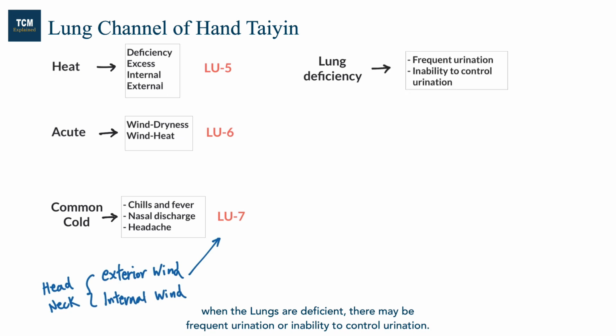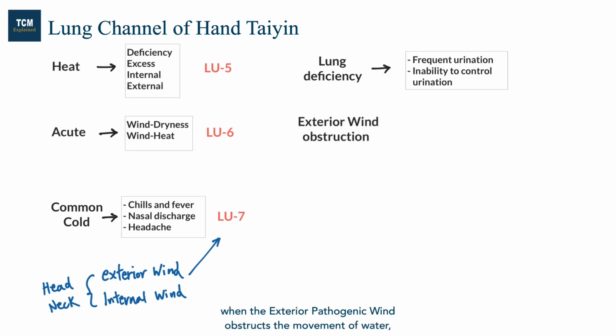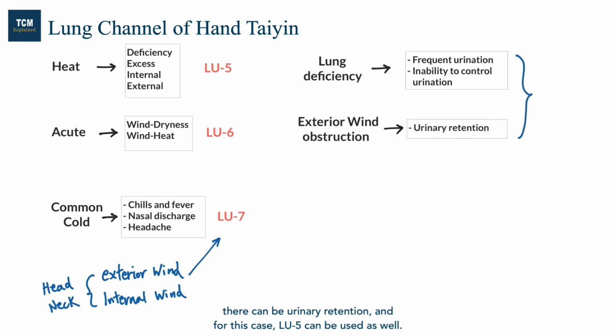Since the lungs are the upper source of water and they regulate the water passage, when the lungs are deficient, there may be frequent urination or inability to control urination. At this time, lung 5 can be used. On the other hand, when the exterior pathogenic wind obstructs the movement of water, there can be urinary retention, and for this case, lung 5 can be used as well.